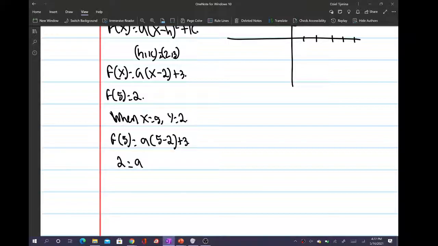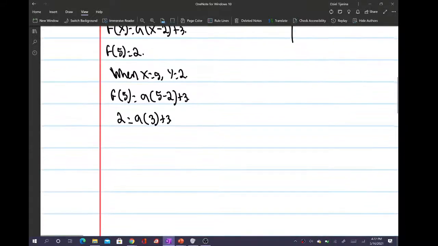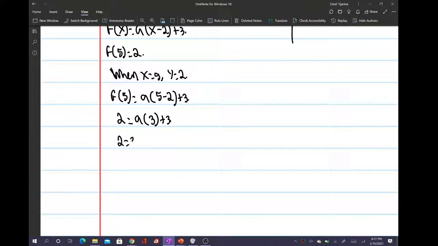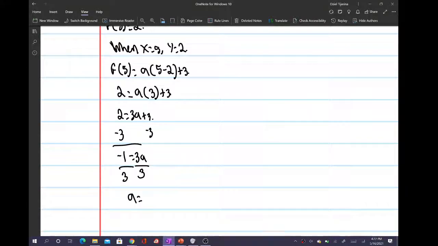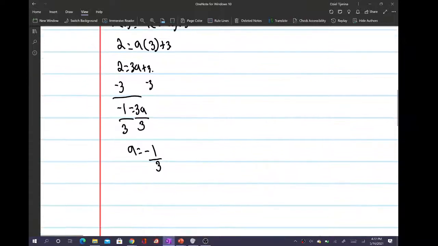2 is equal to a times (5 minus 2) squared, which is 3 squared, plus 3, right? So we have 2 equals 9a plus 3. We subtract 3 on both sides. We get negative 1 equals 9a, right? And so then a is negative 1/9, right?